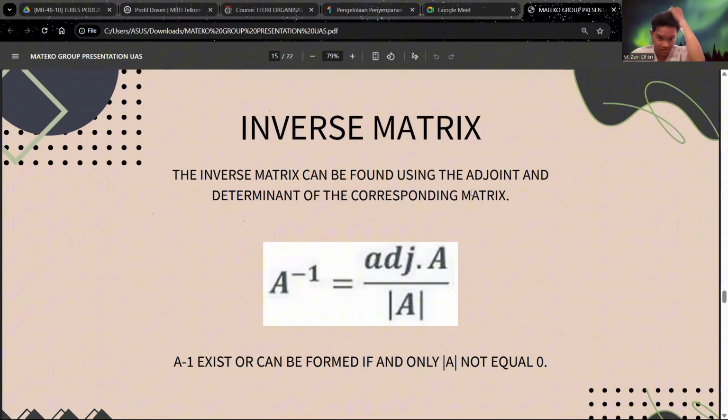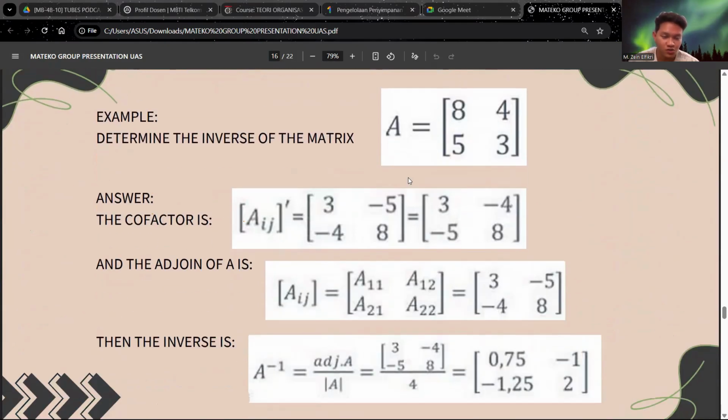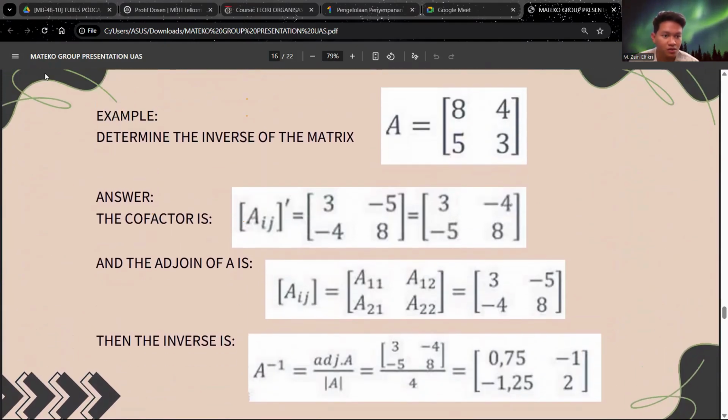We have the inverse matrix. The inverse matrix can be found using the adjoint and determinant of the corresponding matrix. So we have here A inverse equals the adjoint of A divided by the determinant of A. A inverse exists, or can be formed, if and only if the determinant of A is not equal to 0. That is the disclaimer from before. So we continue to the explanation, the example.